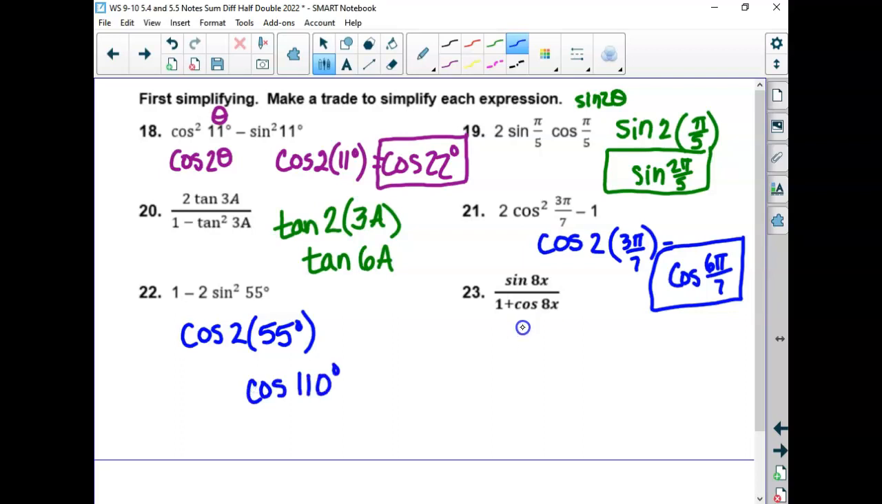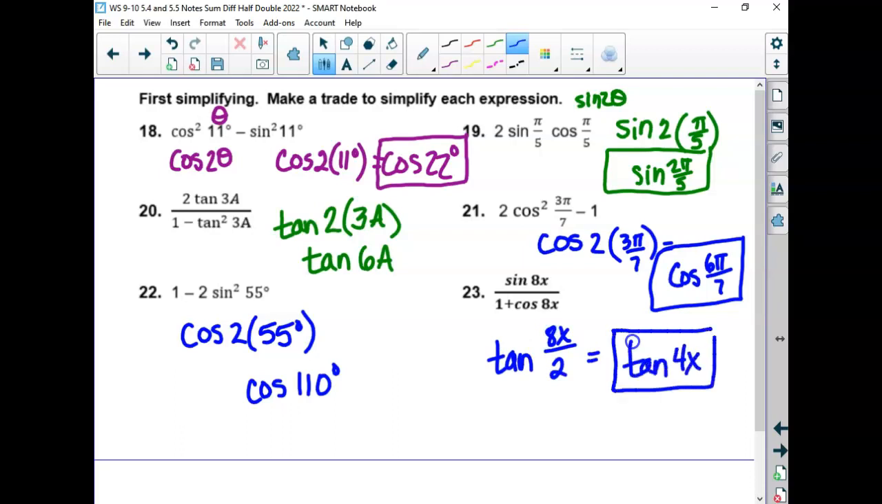And one more. Look carefully for this one. Sine over 1 plus cosine. Anybody find it? Tan theta over 2, so we'd have an 8x over 2, which would be the tangent of 4x. Do those seem easy enough?